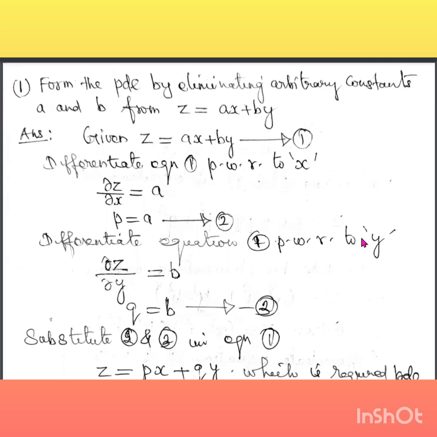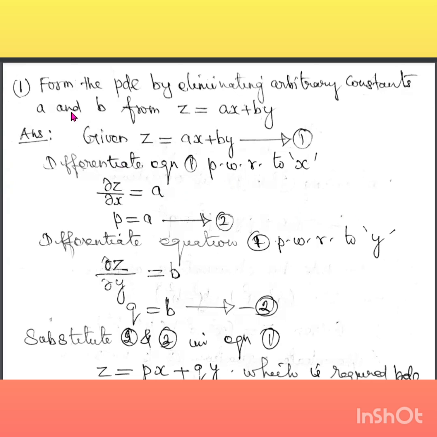Today I am going to explain the elimination of arbitrary constants. Here are the notations we have to keep in mind. ∂z/∂x is equal to p. ∂z/∂y is equal to q. ∂²z/∂x² is equal to r. ∂²z/∂y² is equal to t. ∂²z/∂x∂y is equal to s. So ∂z/∂x is equal to p, and ∂z/∂y is equal to q. This is what we have to keep in mind.